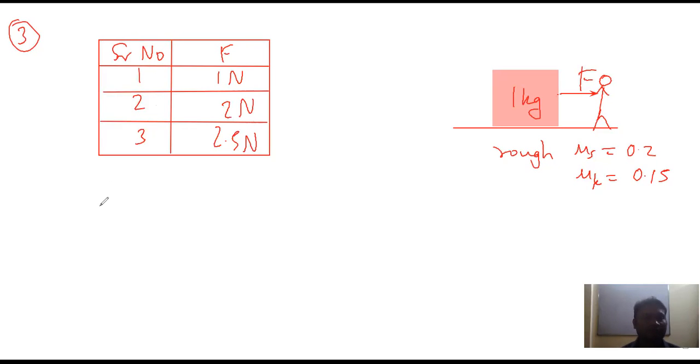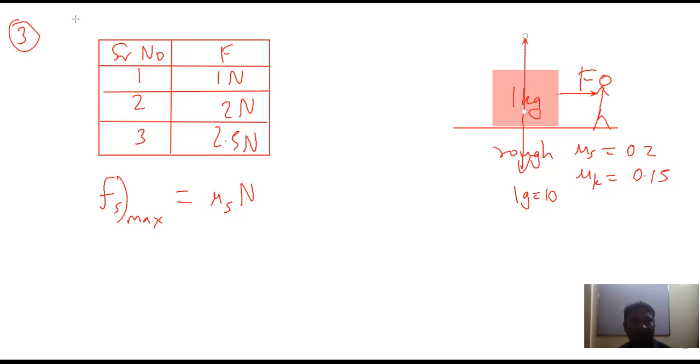So first, let us calculate Fs max, the limiting friction. So Fs max will be mu s into N. In this case, let us find the value of N. This is 1g, which is 10 Newton in downward direction. Then we have the normal reaction, N, in upward direction.